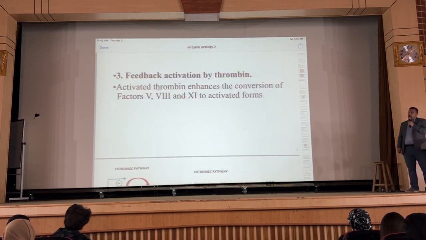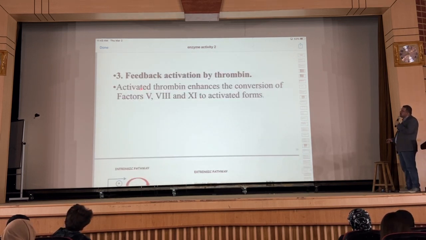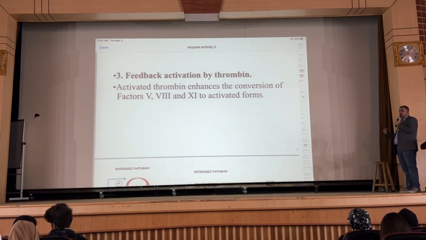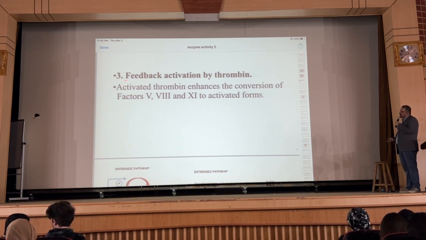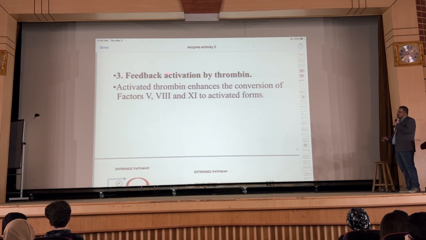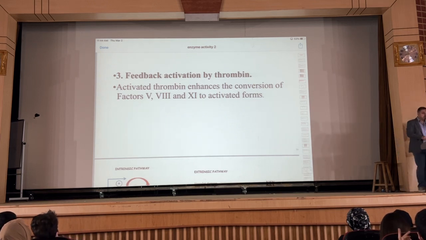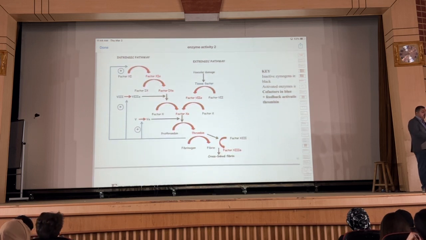Feedback activation by thrombin. The third way is activation by thrombin. Activated thrombin enhances the conversion of factors 5, 8, and 11 to the activated form, and all the cascade occurs later on.